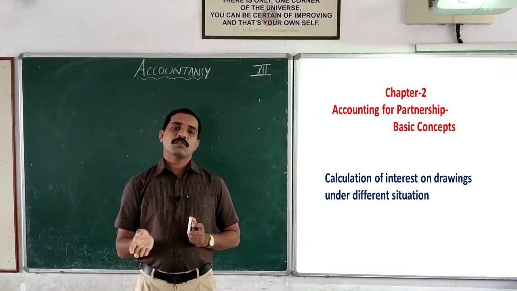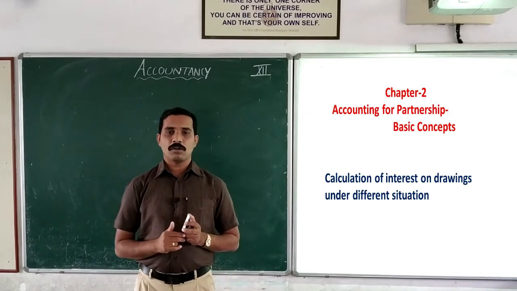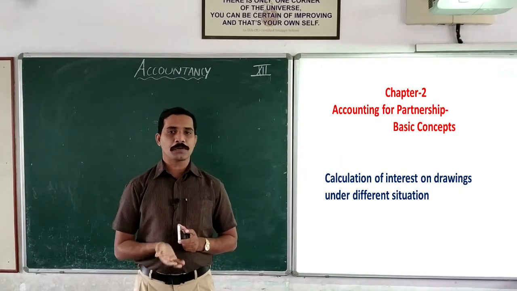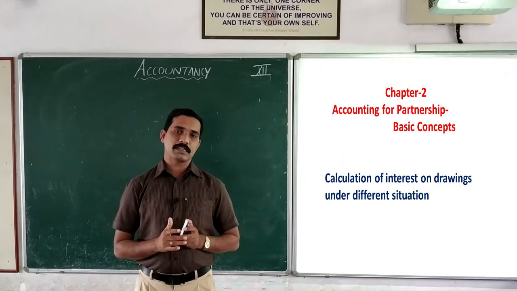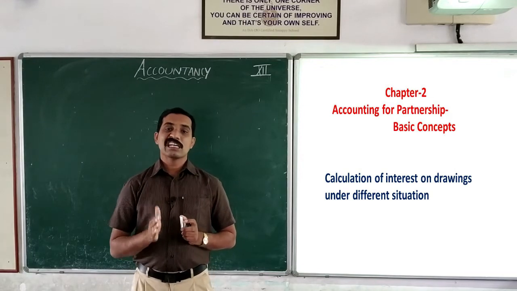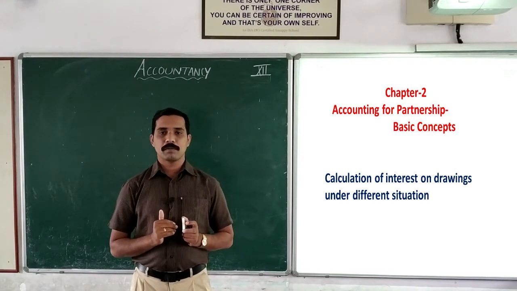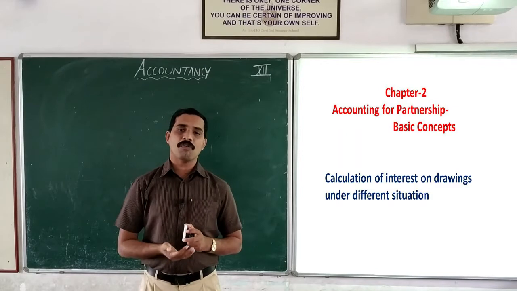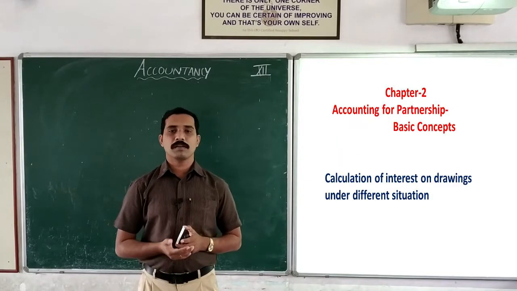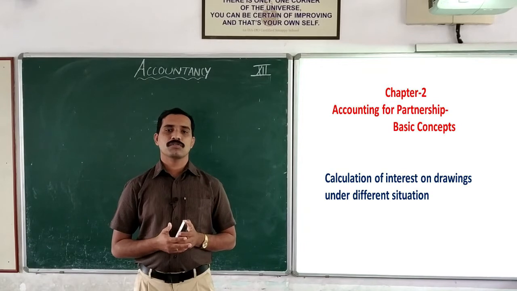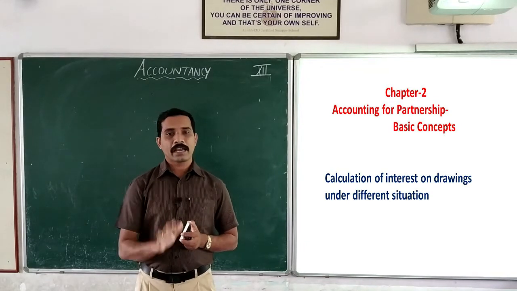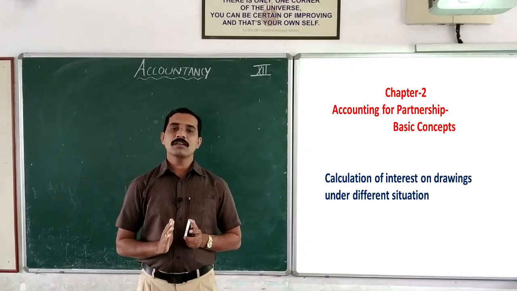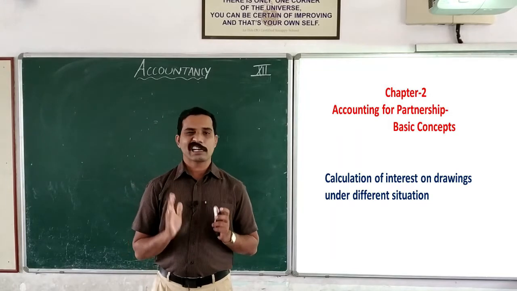Then, when a fixed amount is withdrawn in the middle of each month, what is the formula? Interest on drawings is equal to total drawings into rate into 6 by 12. Then, when a fixed amount is withdrawn on the last day of every month, what is the formula? Interest on drawings is equal to total drawings into rate into 5.5 divided by 12. Okay. So, I hope all are clear.